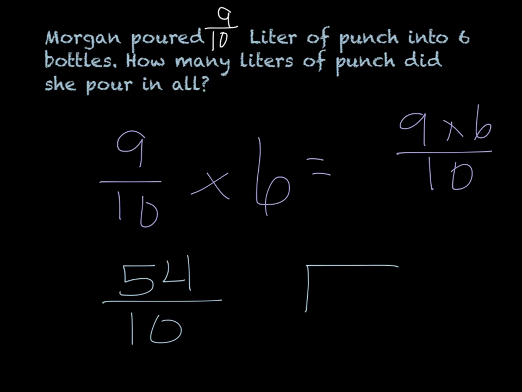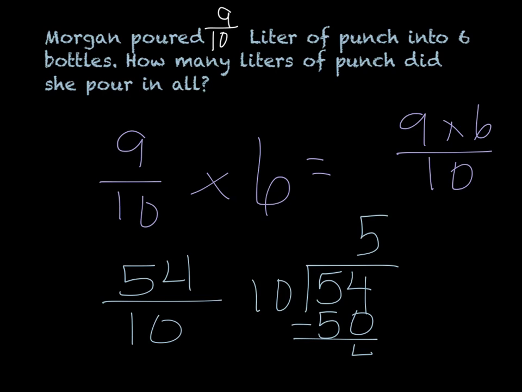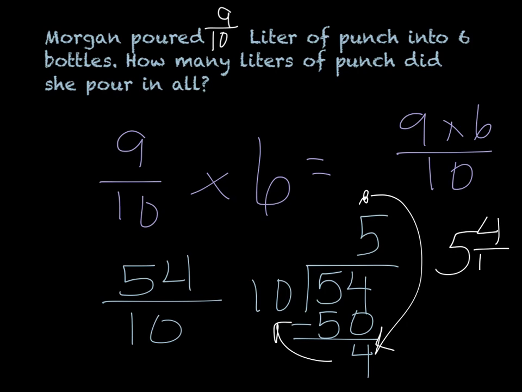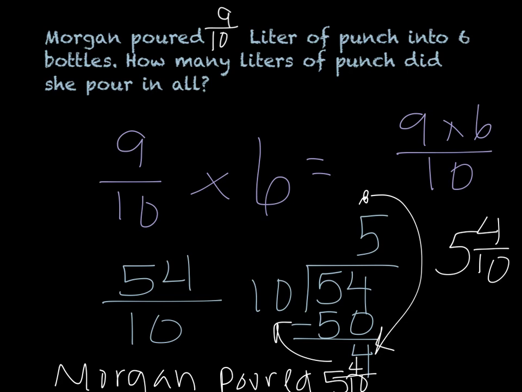Now I will divide to convert my improper fraction into a mixed number. So I know 10 goes into 54 5 times to get 50, and I subtract to get 4. And then I can go around the clock to create my mixed number. So I get 5 and 4/10. So we would say that Morgan poured 5 and 4/10 liters of punch.